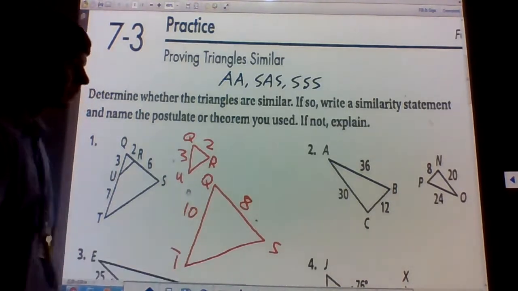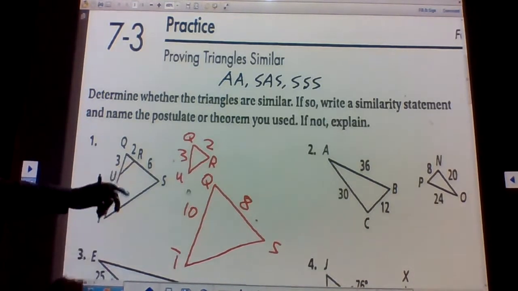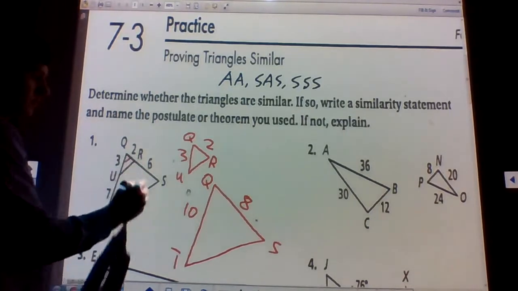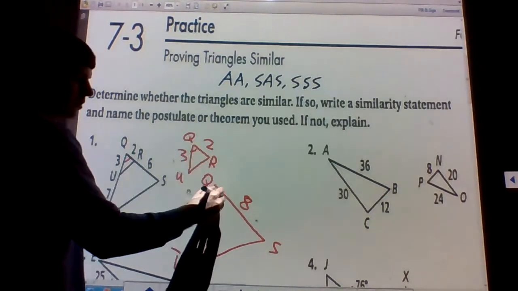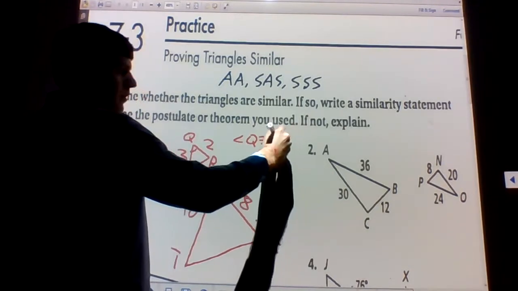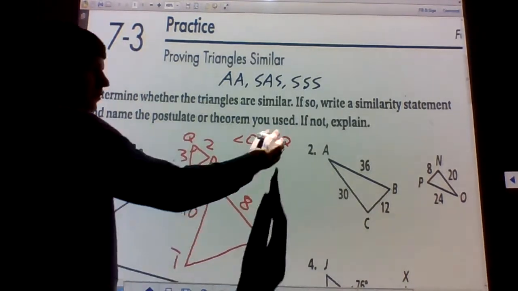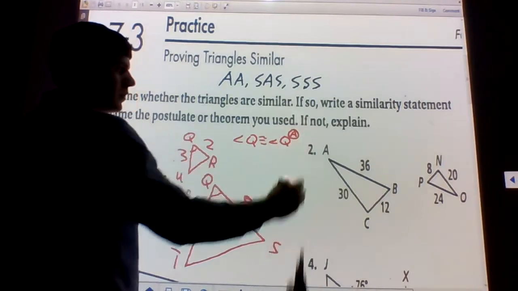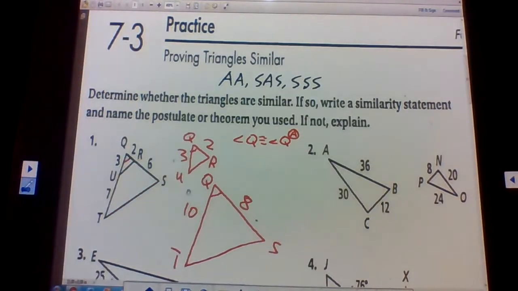Okay. So let's start with angles. They both share angle Q. So we have one pair of angles congruent. Angle Q is congruent to angle Q. That's a pair of angles that are congruent. Okay, but we don't know anything about any of the other angles. So we have to look at the sides now.